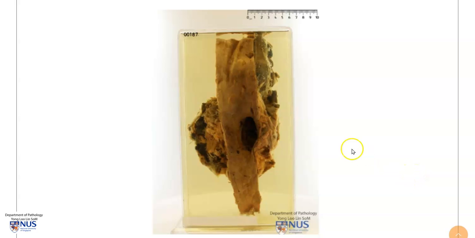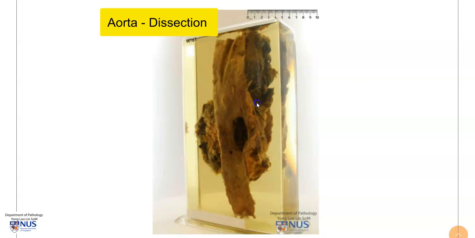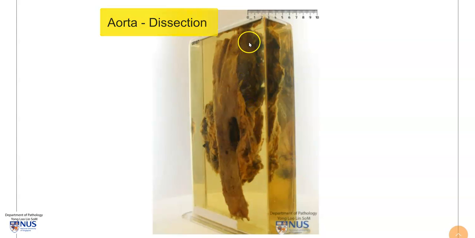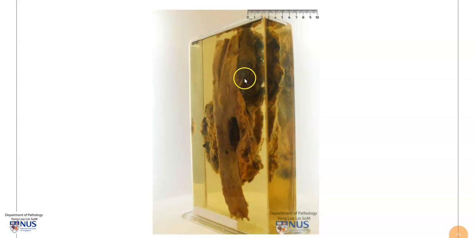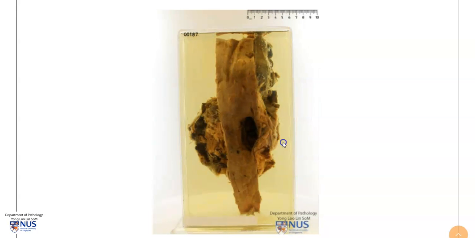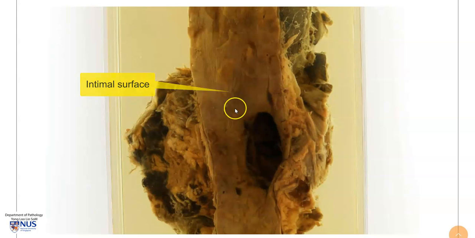Hello, we're looking at a virtual pathology specimen of the descending aorta, and the diagnosis here is aortic dissection. So here is the main pathology, which is a very large hematoma that is dissecting between the layers of the wall of this blood vessel. This is the intimal surface, and let's take a closer look.